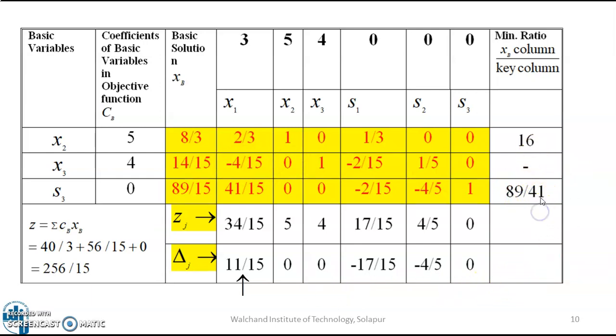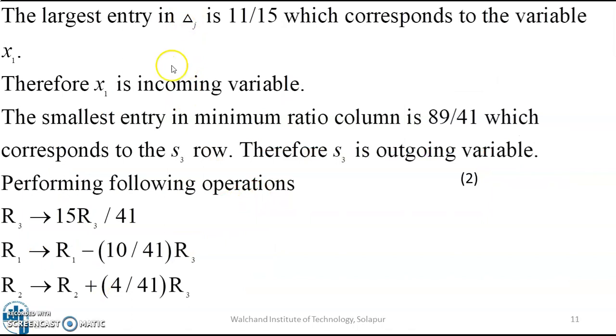The minimum quantity of these two is 89 upon 41. Therefore, this S3 will be the outgoing variable and this X1 will be the incoming variable. And this 41 upon 15 will be the key element. This is the discussion we have already done.